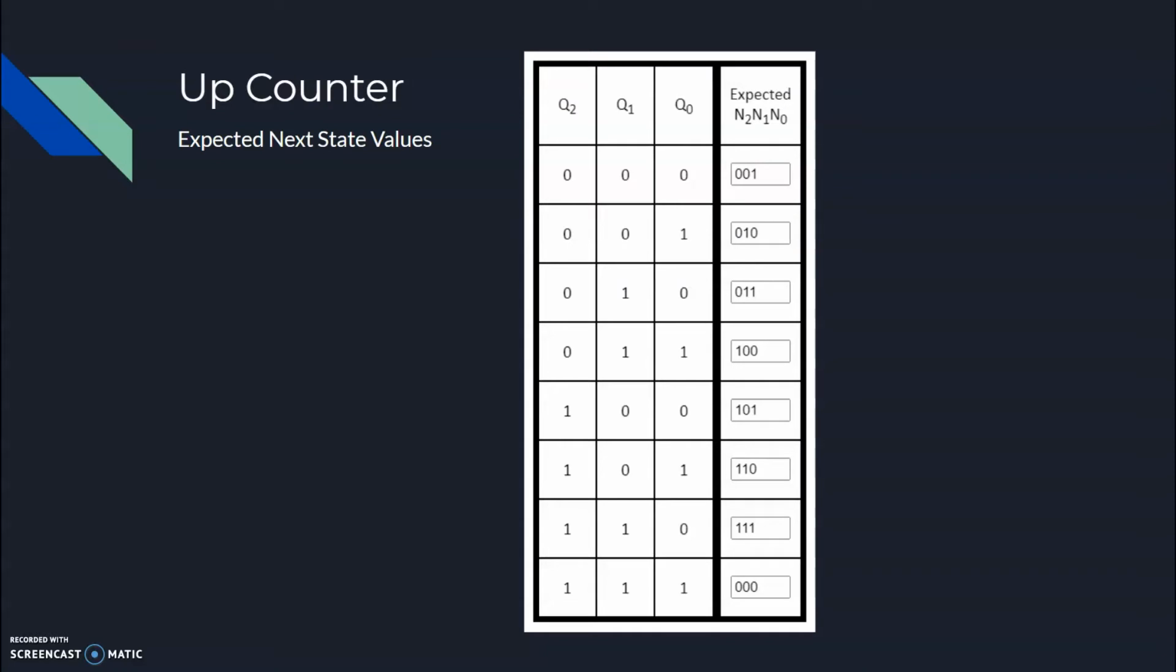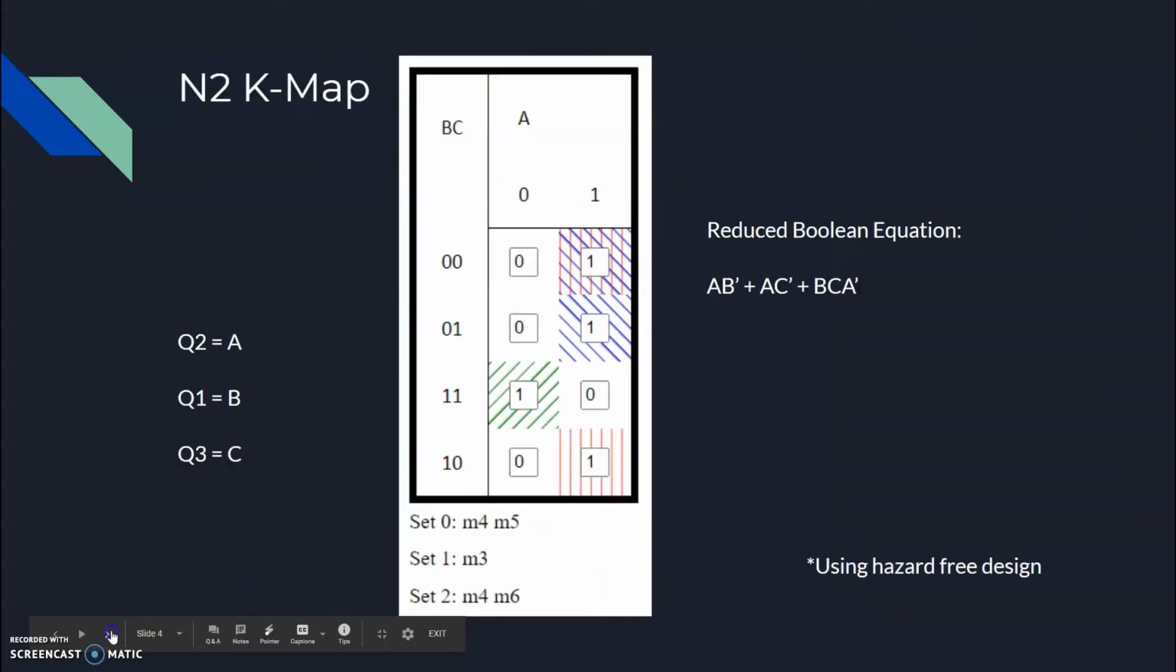So this is showing the expected next state values. A binary 0 goes to a 1, to a 2, 2 to a 3, 3 to a 4, 4 to a 5, 5 to a 6, 6 to a 7, and 7 to a 0, which will loop back around and start over again.